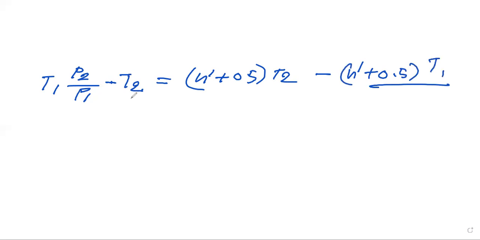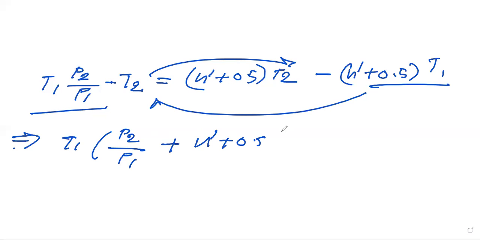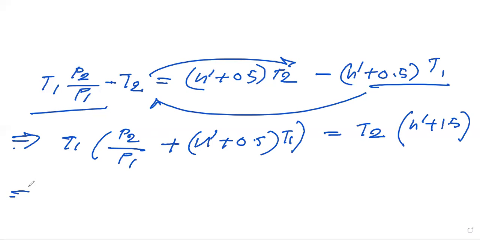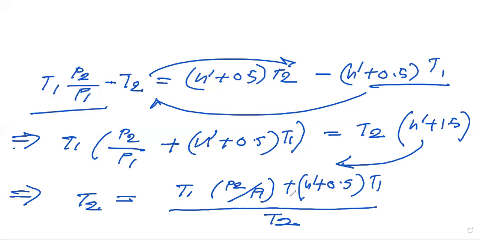Now separating T2 and T1, sending T1 to one side and T2 to the other, we have T1 into (P2 by P1) minus T1 plus (n dashed plus 0.5) T1 equals T2 in common times (n dashed plus 1). Now for T2, just send it down. Then we have T1 into P2 by P1 plus (n dashed plus 0.5) into T1, divided by n dashed plus 1.5.